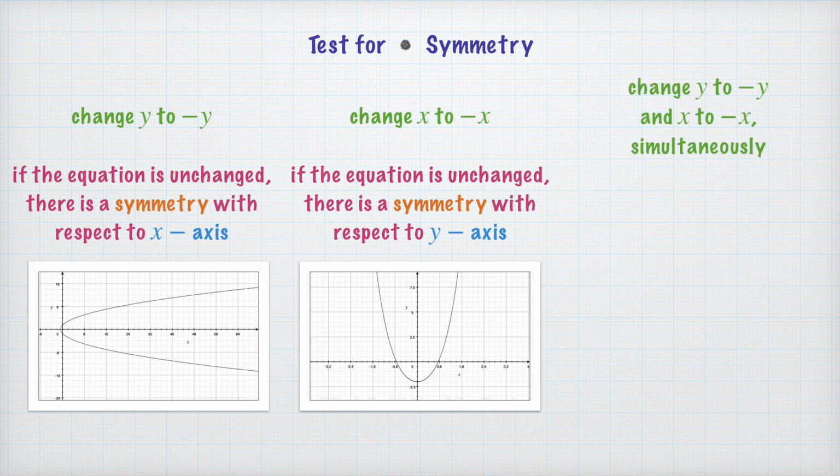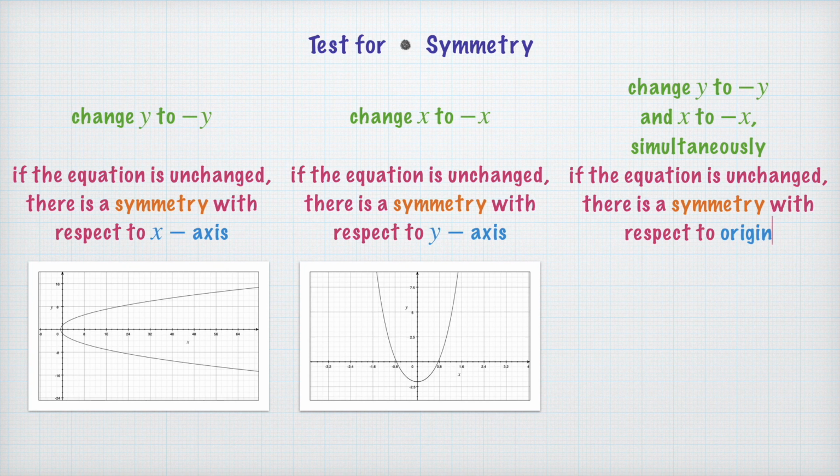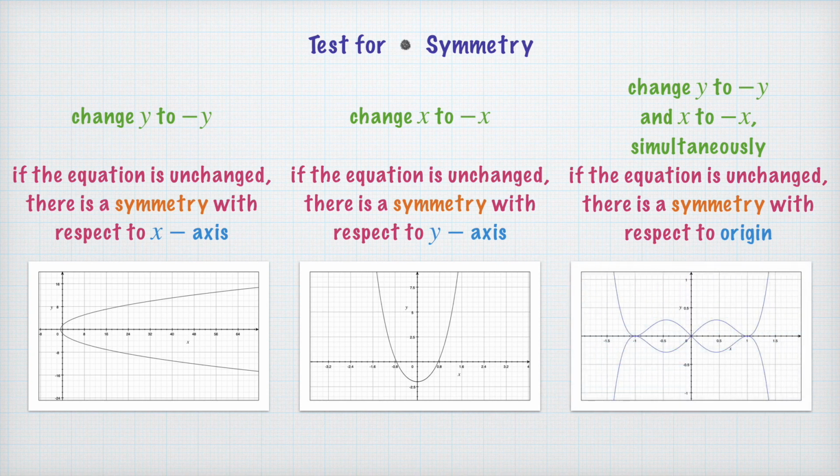And the last test is to change y to negative y and x to negative x simultaneously. If the equation is unchanged, then there is a symmetry with respect to the origin. And if there is a symmetry with respect to the origin, the graph of the function will look like this. Whatever you see on the first quadrant is mirrored to the third quadrant, and whatever you see on the second quadrant is mirrored to the fourth quadrant.